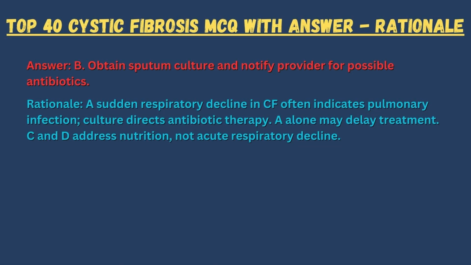Answer. B. Obtain sputum culture and notify provider for possible antibiotics. Rationale: a sudden respiratory decline in CF often indicates pulmonary infection. Culture directs antibiotic therapy. A alone may delay treatment. C and D address nutrition, not acute respiratory decline.